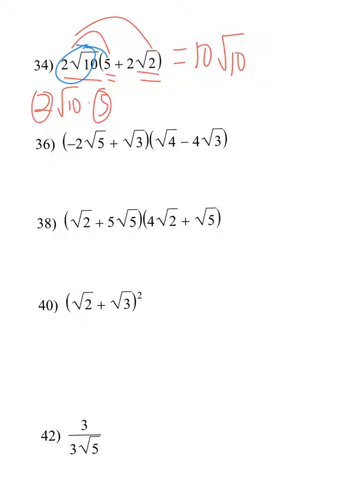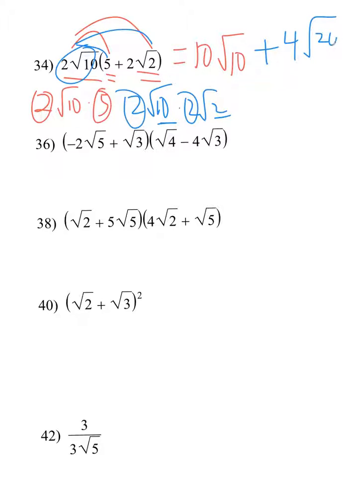when I distribute my 2 square root 10 to 5. Okay, then I'm going to distribute 2 square root 10 and multiply that times 2 square root 2. Okay, both positive, so that's going to be plus. I multiply 2 times 2, which will be 4. And then I do the 10 times the 2 underneath here, which is going to be radical or square root 20.